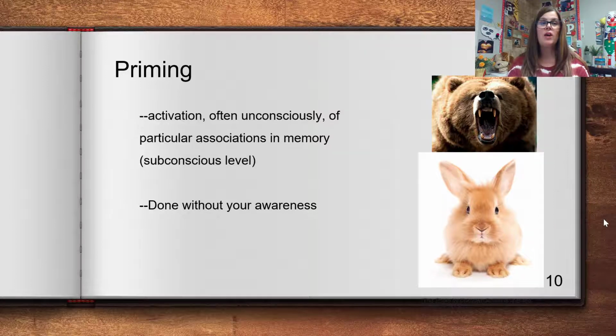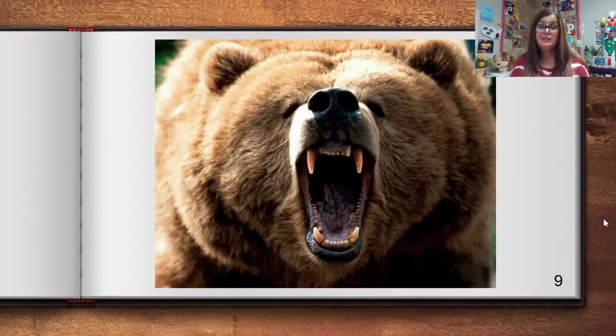Okay, so what I just did was what we call priming. And priming, a retrieval term, is the activation, sometimes unconsciously, of particular associations in memory. So going back to the picture of the bear, my guess is that the word that you wrote down was spelled B-E-A-R, bear. Not incorrect, but that wasn't the bear that I was hoping you would write down.